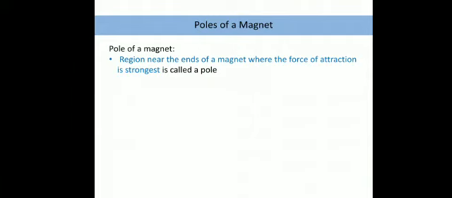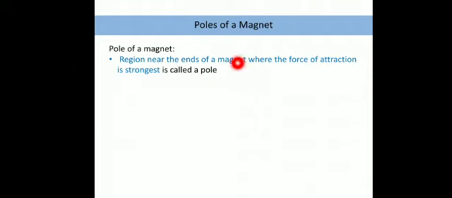Very, very important. Then we know that every magnet has two poles. You would have studied this in 9th standard, maybe in 8th standard also. First of all, what does it mean to say pole of a magnet? So a magnet has two poles. So what is a pole? A pole is nothing but the region near the ends of a magnet.